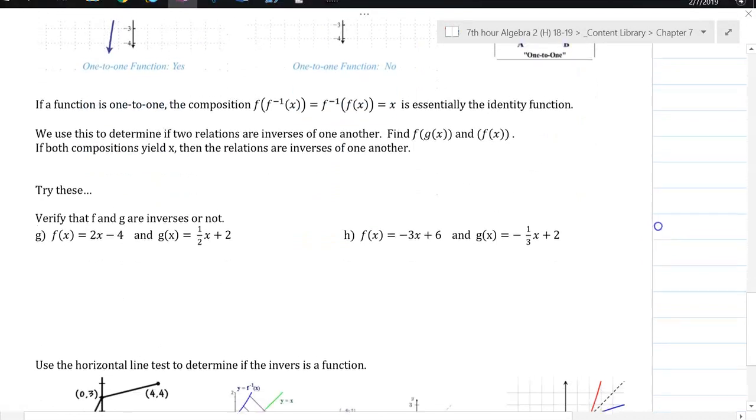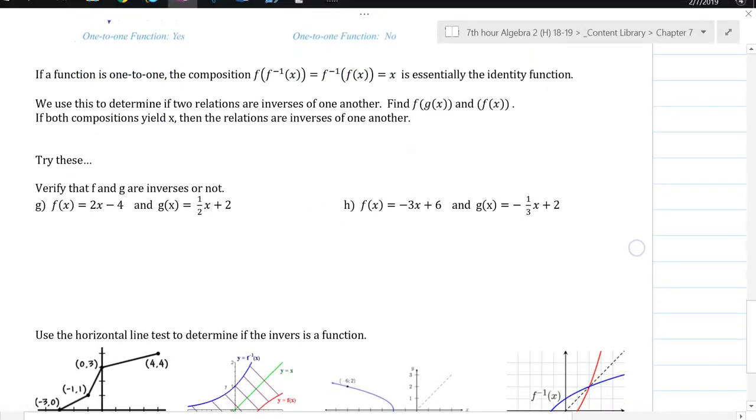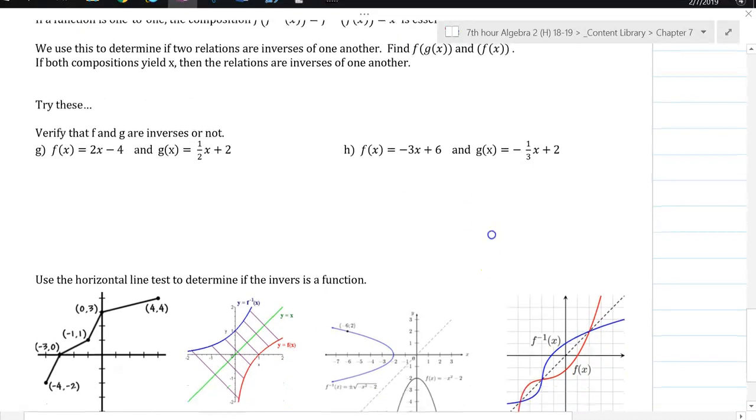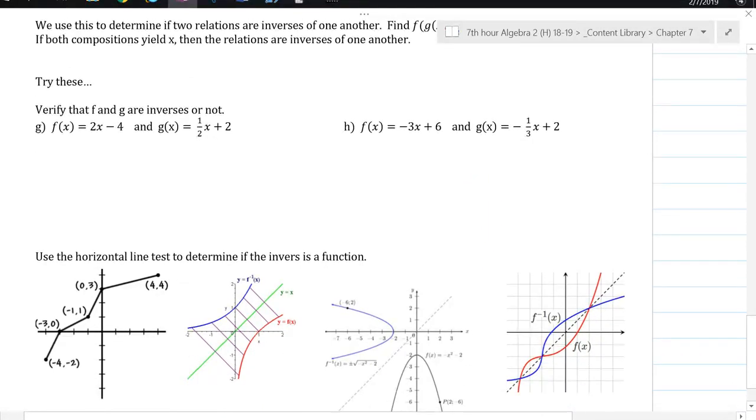So furthermore, if a function is one-to-one, then when you do a composition of a function and its inverse, it will equal x. So let's see what we're talking about. We're going to verify that f and g are inverses. So I'm going to do the composition f of g of x, and then I'm going to do g of f of x. And I'm going to show that I get x both times.